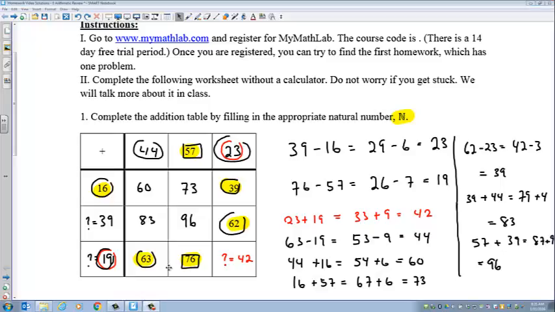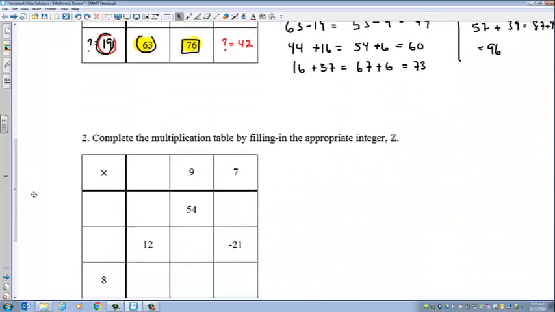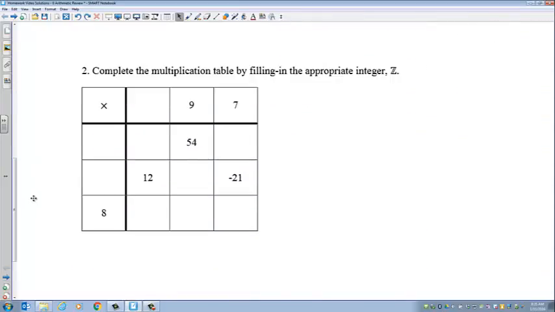Okay, so let's move on to the next part. Down here, we want to complete this multiplication table by filling in the appropriate integers. All right, so this one we have multiplication. So the idea is to practice our basic times tables in some sense. So let's take a look at 9 and 54.